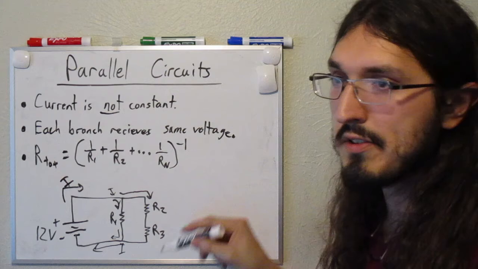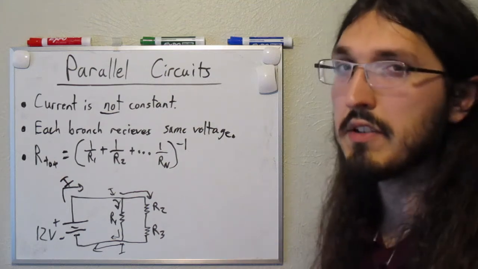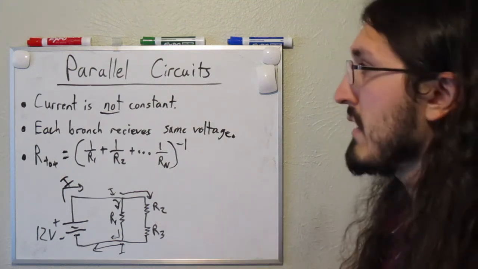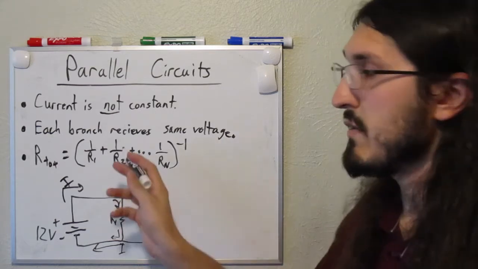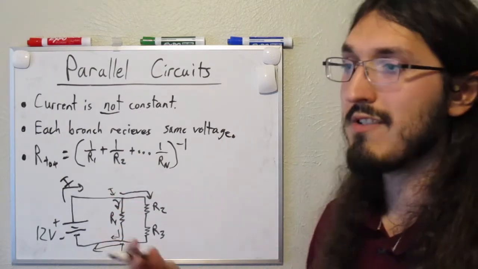However, R2 and R3 are actually in series with each other. Because these two are in series with each other, we would have to find the total resistance of this branch by itself before we can use it in this equation. That might be a little confusing, but I'm going to go through it right now and then I'll help you understand what I mean.